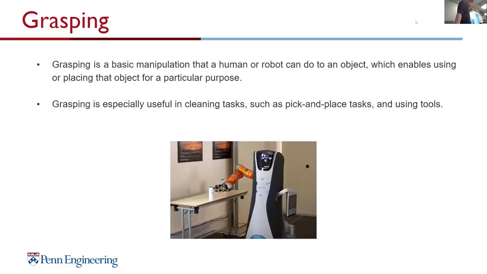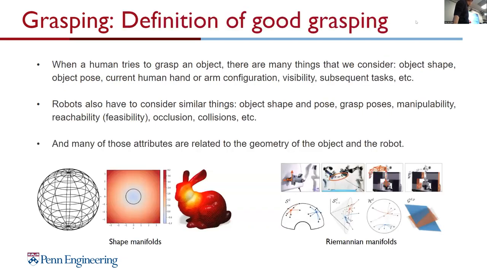Grasping: everyone knows what grasping is. Basically, it is a basic manipulation that a robot can do to carry out a subsequent task, or just do simple tasks such as pick and place and cleaning up the environment. If you go into more advanced grasping, you can have the robot use tools, which requires you to grasp in a certain configuration. That's what I'm working on right now.